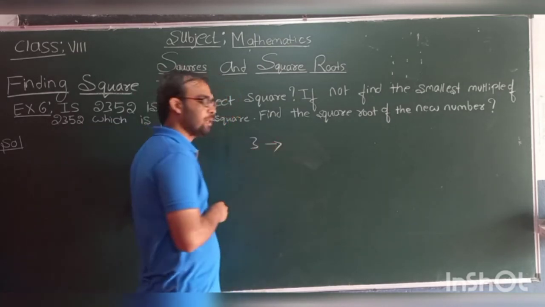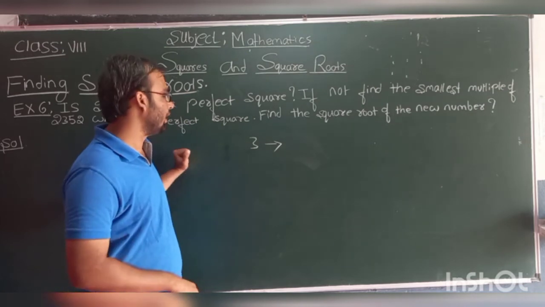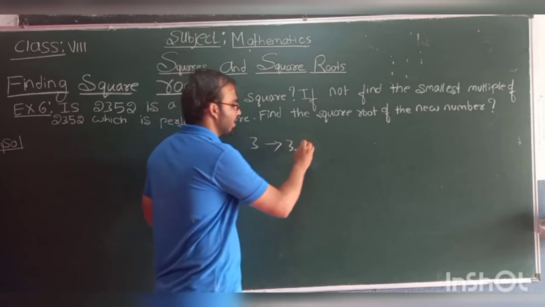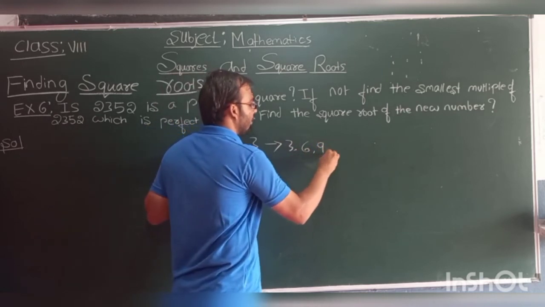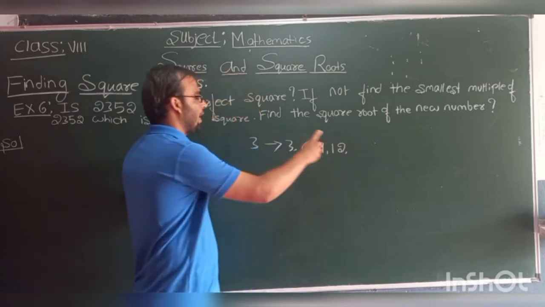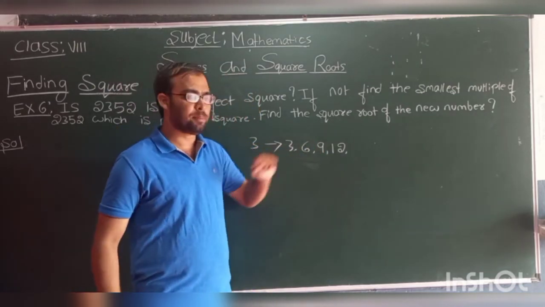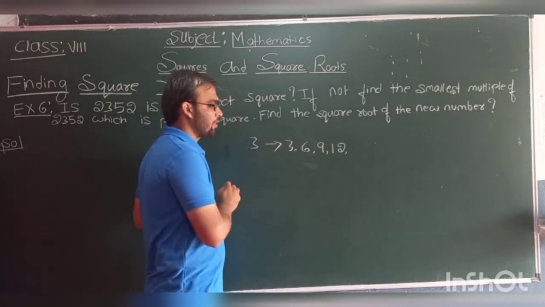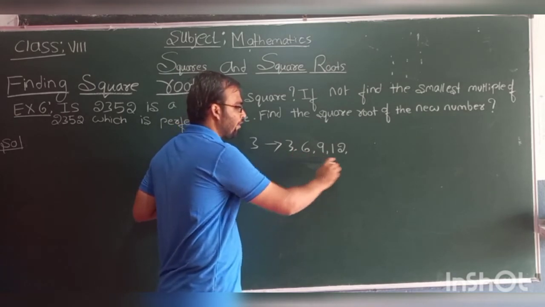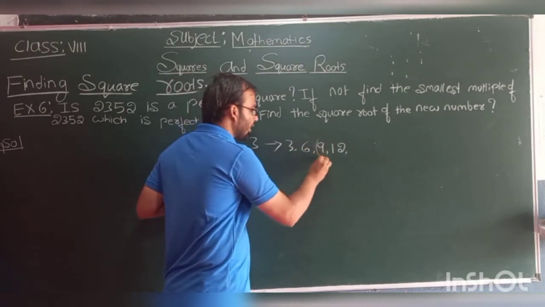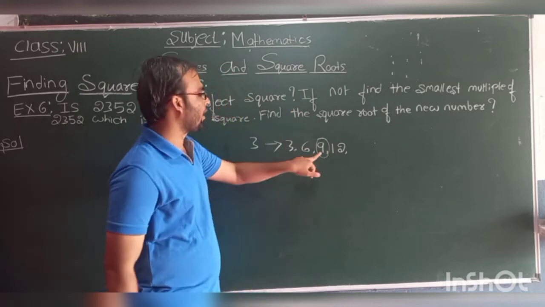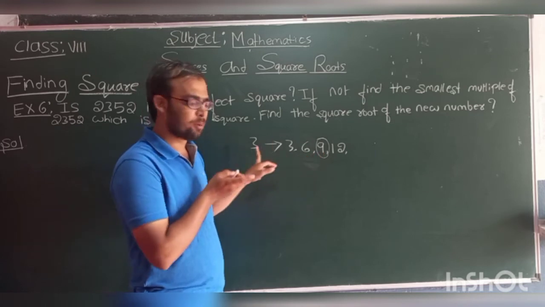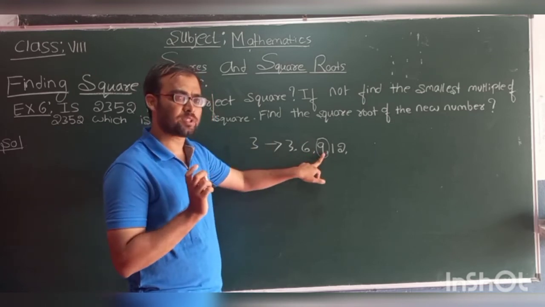Now we'll write multiples of 3. Multiples of 3 are nothing but the tables. That is, 3 1s are 3, 3 2s are 6, 3 3s are 9, 3 4s are 12. So these are the multiples of 3. Here 3 is not a perfect square, so let us check in the multiples. I have written only some multiples. Look at the number 9. It is a perfect square, no? 9 is a multiple of 3, but it is also a perfect square.